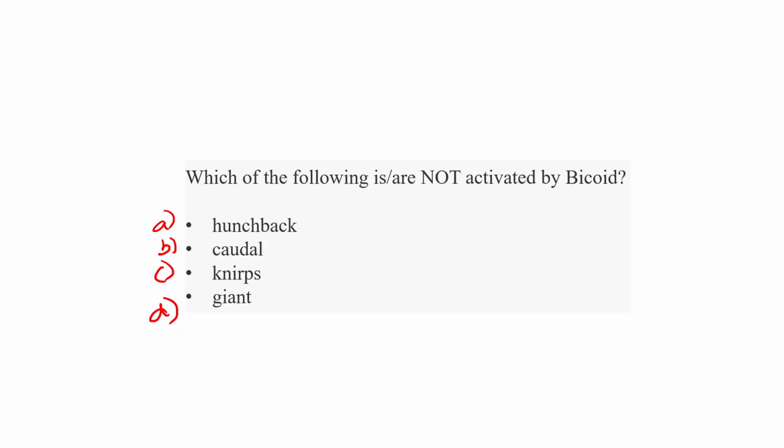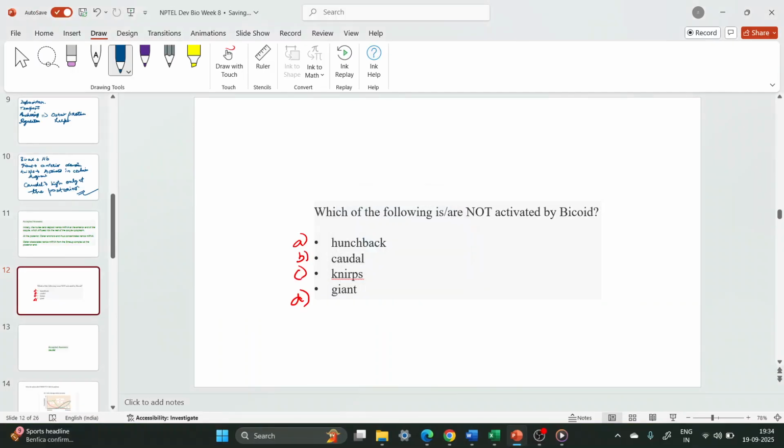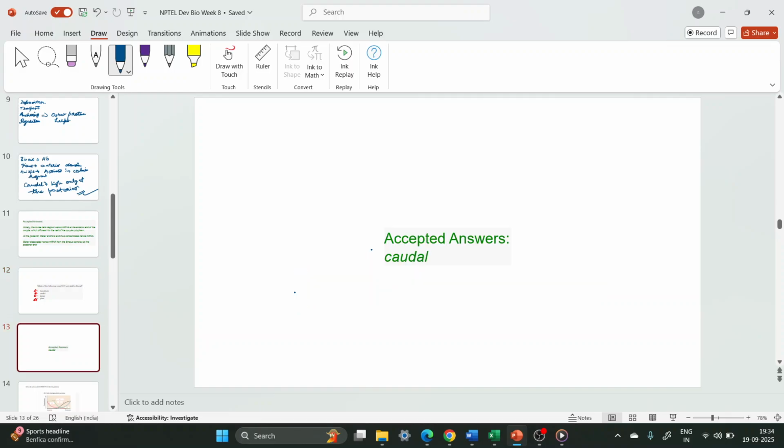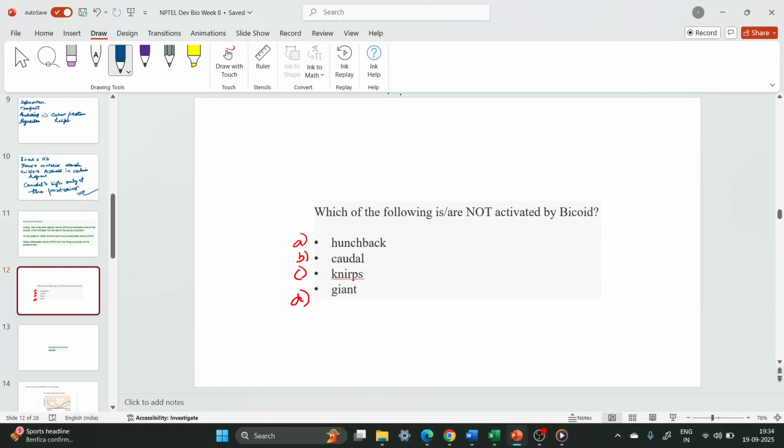Okay, let us discuss it now. The question is, which of the following is not activated by bicoid? Hunchback, is it activated by bicoid? Yes. Caudal, is it activated by bicoid? Yes or no? Is it activated or is it repressed? Caudal is repressed. So the correct answer is caudal.